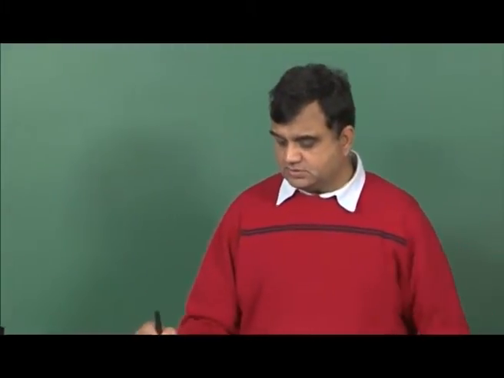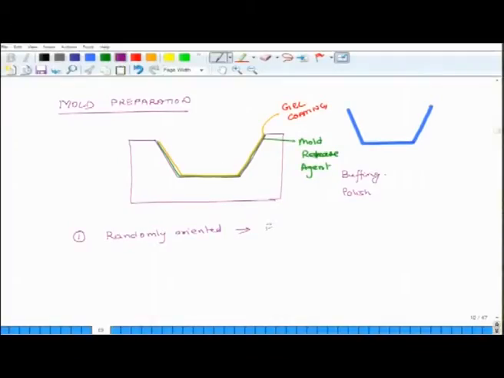So, here fibers and matrix are sprayed, and the application of matrix and the application of fiber is simultaneous, and because they are sprayed, this type of hand layup process is called spray up process. It is called spray up process.